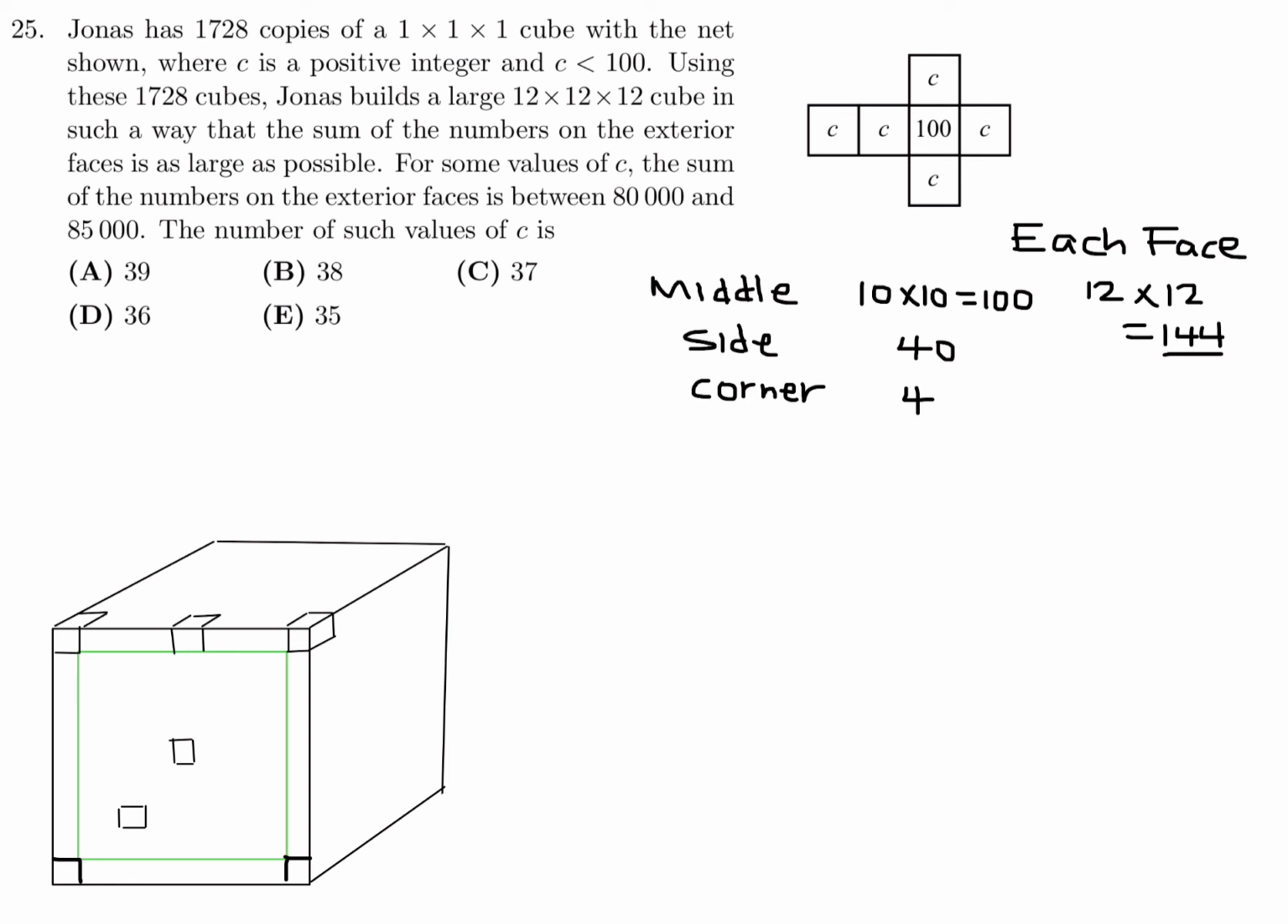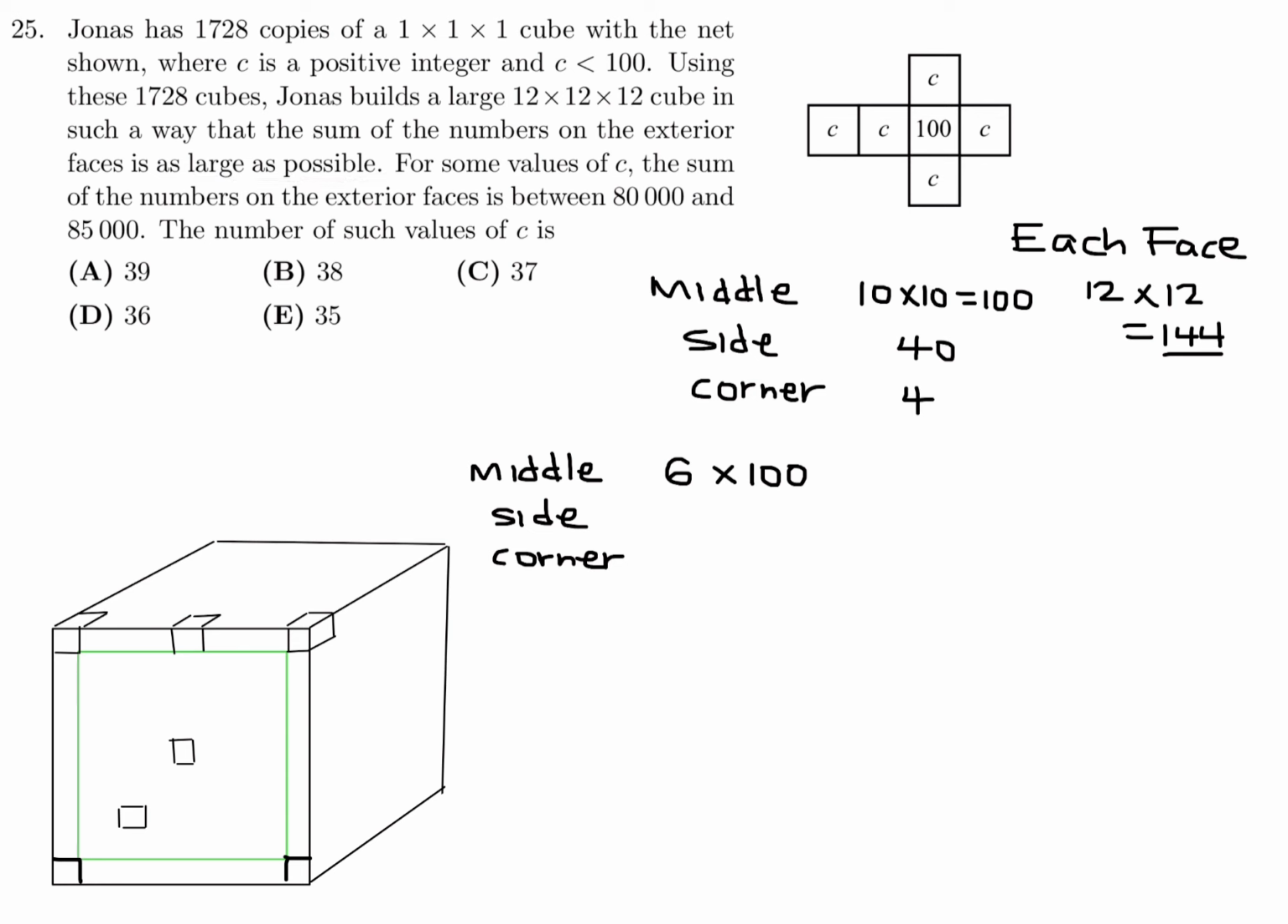The total, of course, will be very similar. The only thing we have to do is multiply by 6 because there's 6 faces. We did this for each face, but there's 6 faces to a cube. So middle, it would be 6 times 100, and that's 600, of course. And then we have to get the maximum sum. The sum on the exterior, the numbers have to be as large as possible.